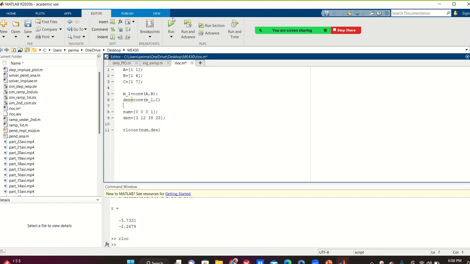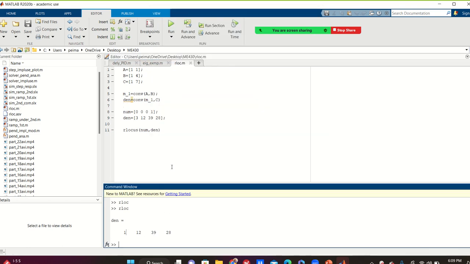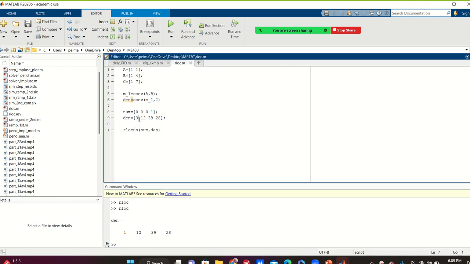So if I do that, 112. Oh, it is 1. Why did I see 3? Oh my god, I see that now. Okay, 112, 13, 28. Okay, you don't need that. Why is it 3? I'm stupid. Okay, now it's gonna plot what we had previously.